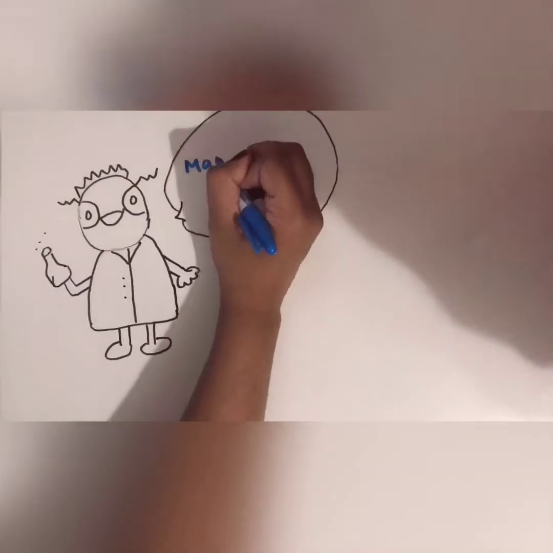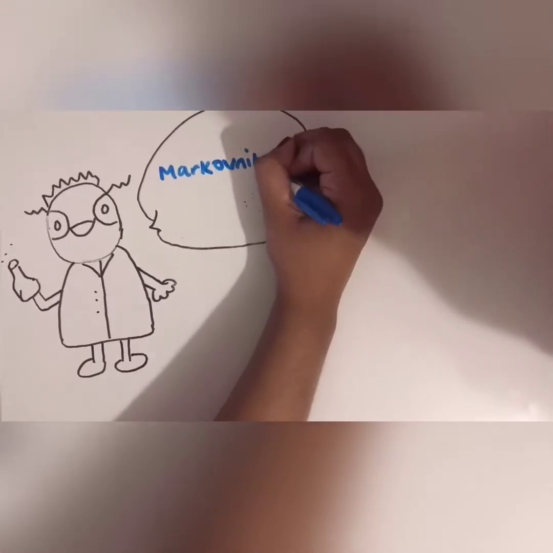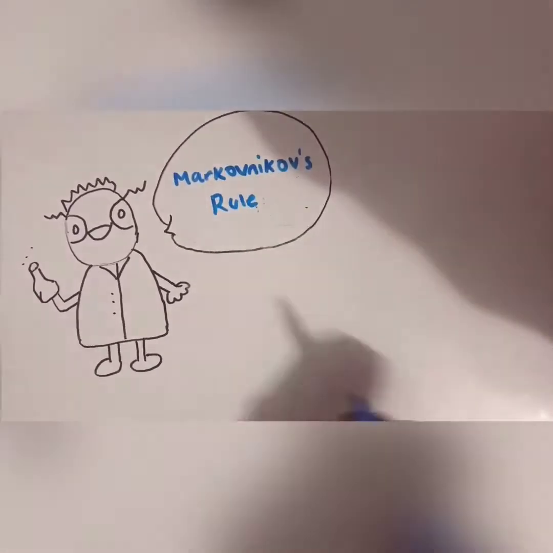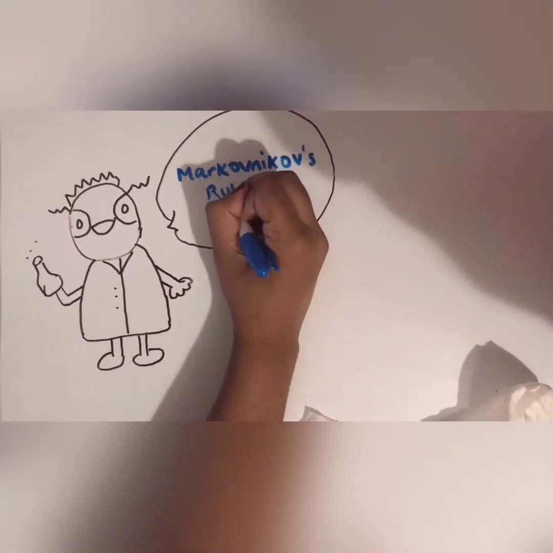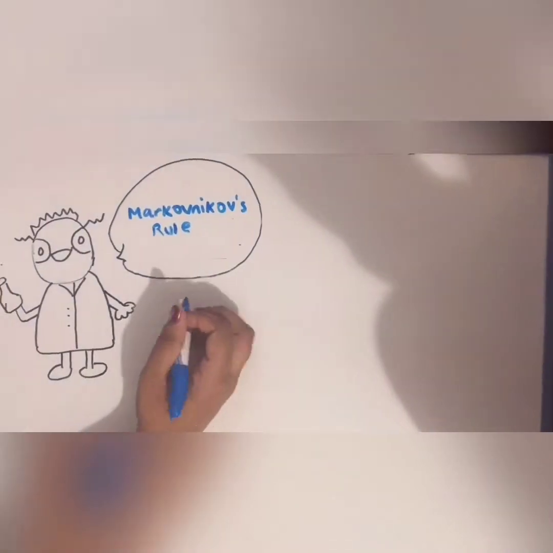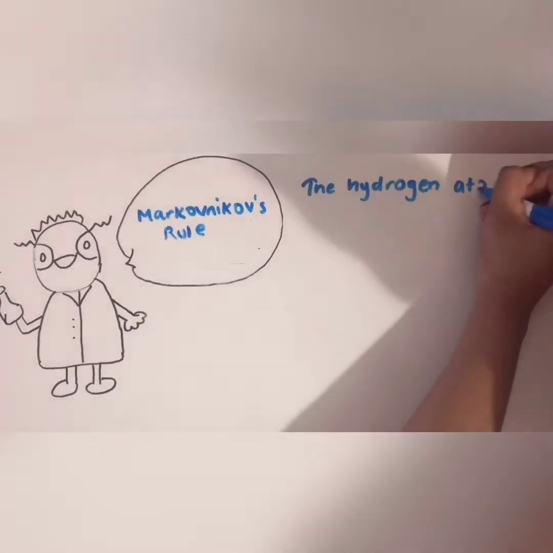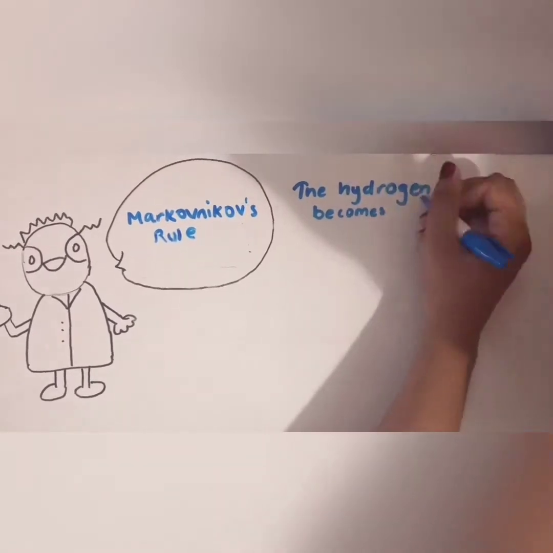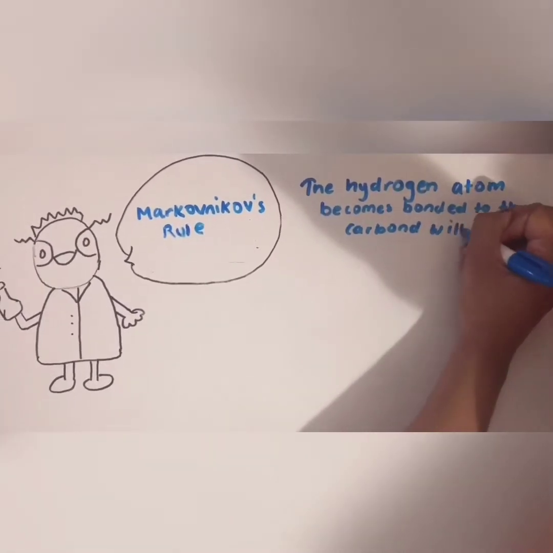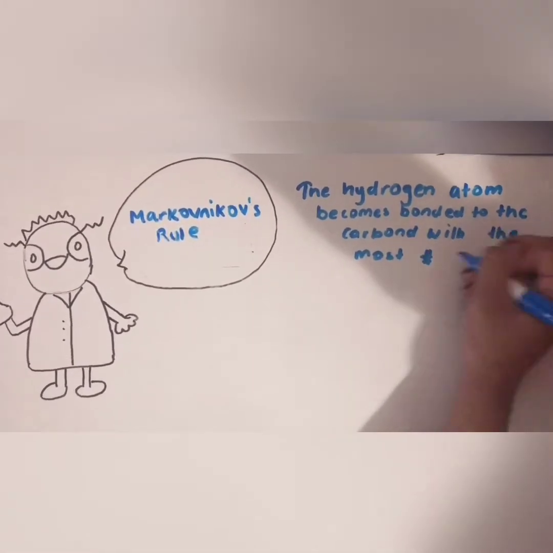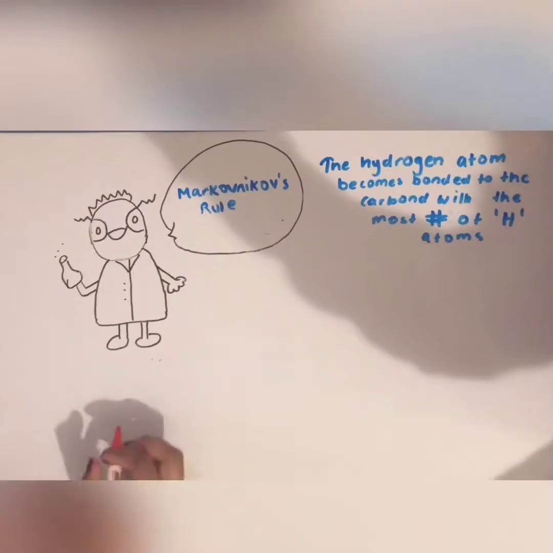Okay, so let me introduce you guys to Markovnikov's rule. Damn, that's a tricky name. So the rule is that the hydrogen atom becomes bonded with the carbon with the most number of hydrogens. And I'm just going to write H as in the symbol so we can save some time and make it faster.